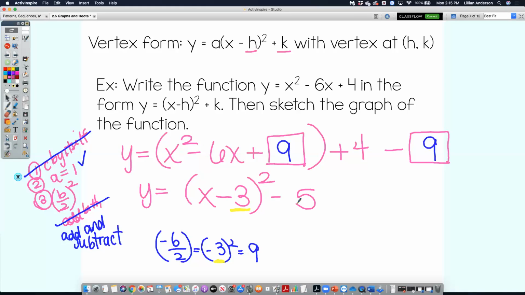Now again, you could have subtracted the 4 over. You could have still completed the square like normal. It's just that you would have had to bring that 5 back over to the other side to get it in vertex form. So in this problem, our vertex is going to be (3, negative 5), because remember it's always the opposite of what's on the inside. That means move right 3, down 5.